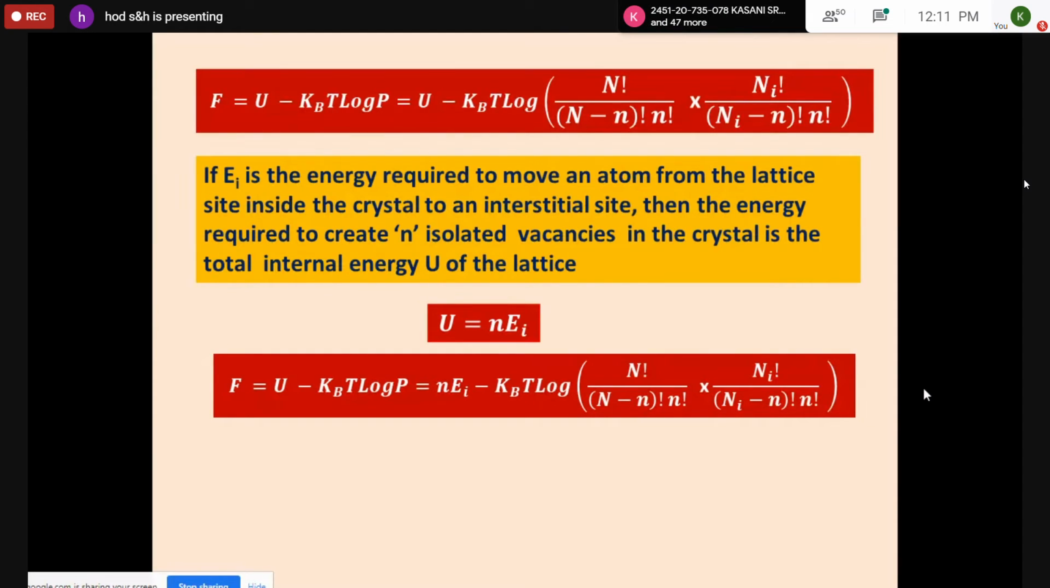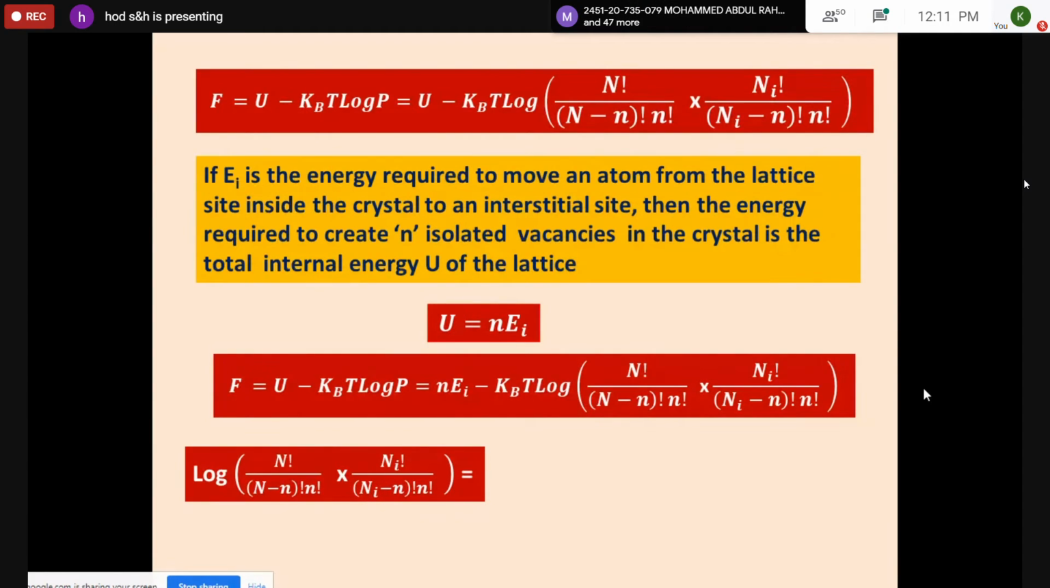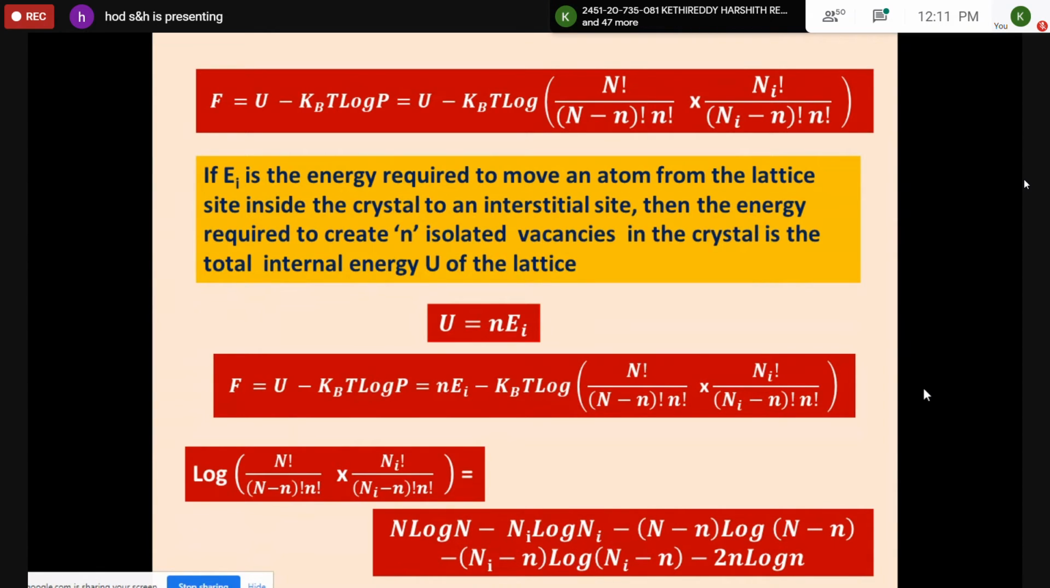Now we should use Stirling's approximation. First you should simplify the log term. Log of this can be written, using Stirling's approximation, straight away I wrote here N log N minus Ni log Ni, and you will verify. You actually should take the terms separately: minus (N minus n) log (N minus n), minus (Ni minus n) log (Ni minus n), minus 2n log n. Straight away I gave this, but you have to simplify.